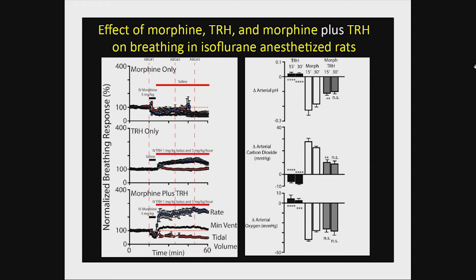But if you look at the arterial blood gas analysis, you can see that morphine induces a decrease in pH at 15 and 30 minutes, but that's partially reversed by the TRH. The carbon dioxide increase is also partially decreased, but it doesn't really do much for the oxygenation, and I think that has to do with the much smaller tidal volumes. They may promote, you know, atelectasis or interpulmonary shunting, something. And then the animal treated with TRH only has just a mild respiratory alkalosis.